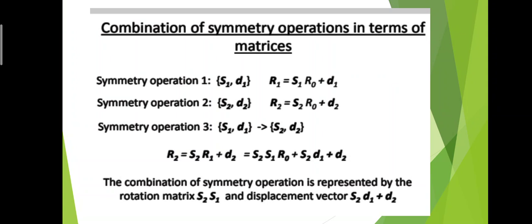D1, S2, D2, R2 is equal to S2 R1 plus D2, which is equal to S2 S1 R0 plus S2 D1 plus D2. The combination of symmetry operations is represented by the rotation matrix S2 S1 and displacement vector S2 D1 plus D2.